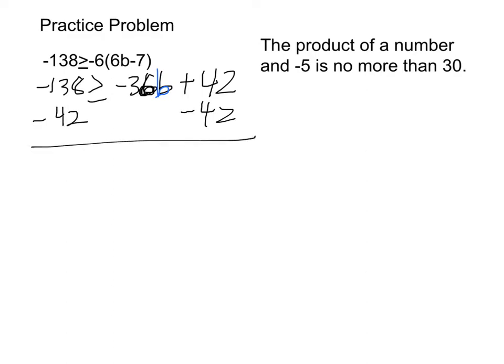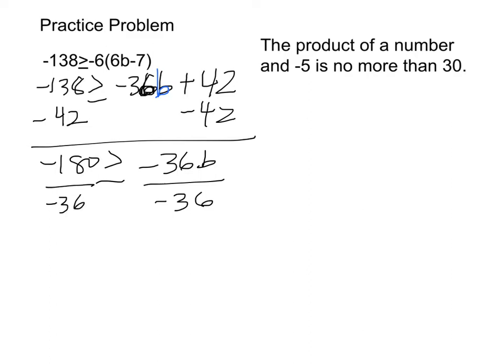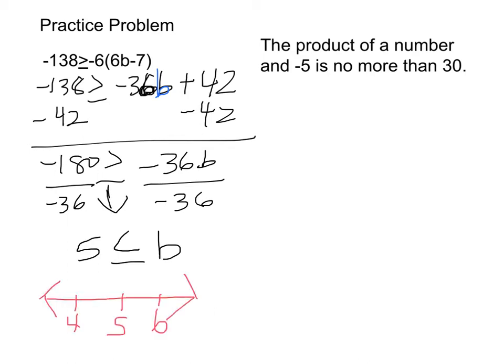And you would get negative 180 is greater than or equal to negative 36b. Then divide each side by negative 36. And you would get 5 is less than or equal to b because you would have to switch that sign. And then you want to draw a closed circle over the 5 pointing to the left.